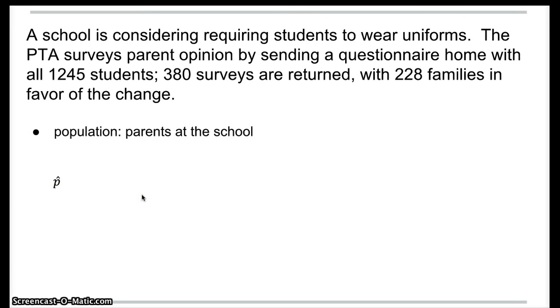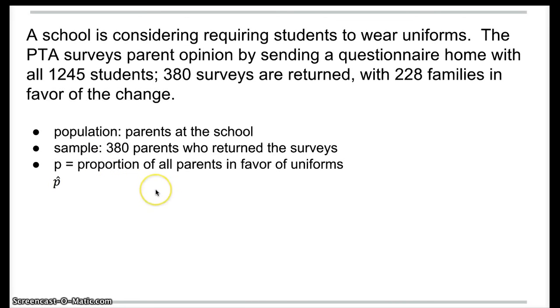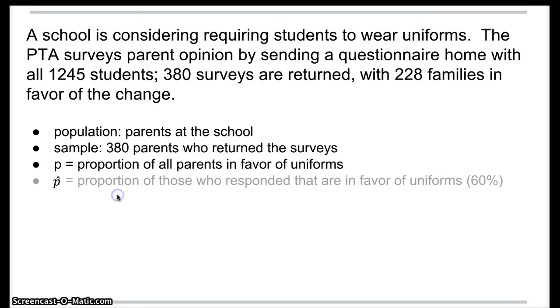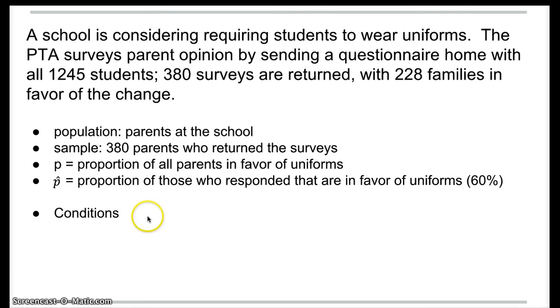All right, so the population is parents at that school, because it's only worrying about that school. The sample is the 380 parents who actually returned the surveys. The p is the proportion of all parents at that school in favor of uniforms. The sample p hat is the proportion of those who responded that are in favor of uniforms, which was 60%. Okay, so now to check the conditions.